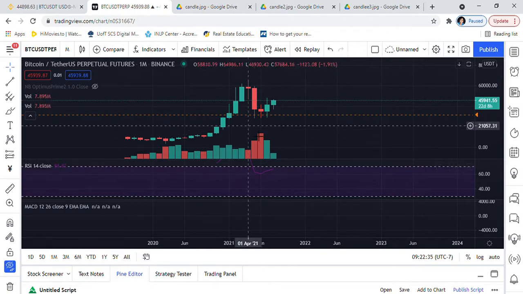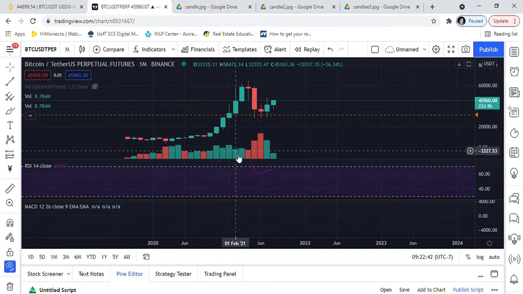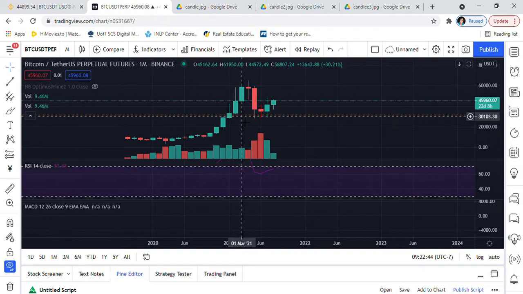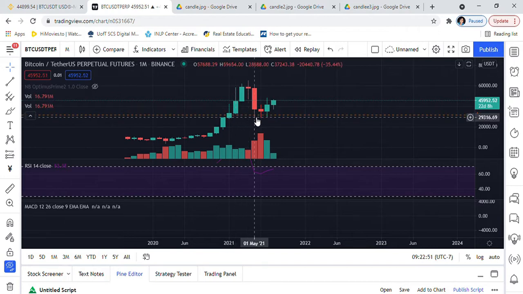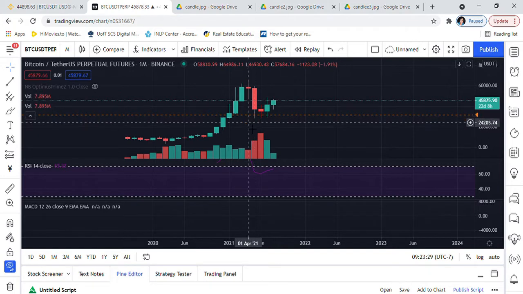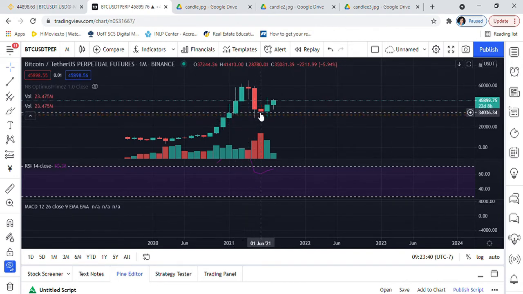Now as you're looking at this chart, you can see there's a blue candle and there's a red candle. A blue candle signifies that the price has gone up, and the red candle signifies that the price has gone down. So now you're probably wondering, what determines that a candle will turn blue, and what determines that a candle is going to be red?